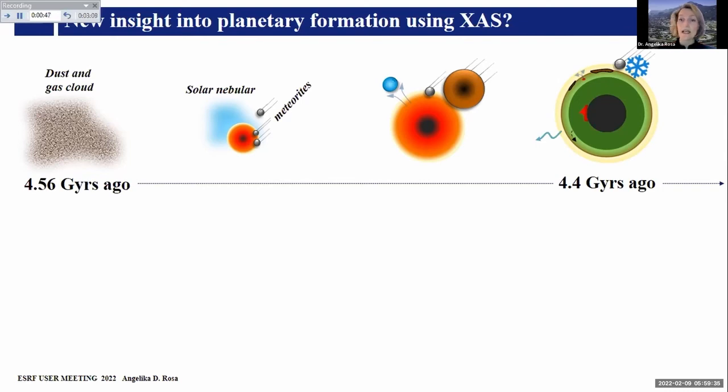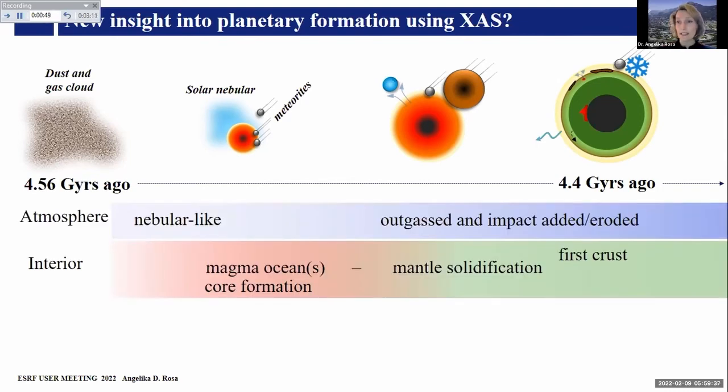There are many key geological processes that happen in the interior of planets that really set the scene for how the planet will evolve, and whether habitable conditions can occur on a planet. These key geological processes are, for example, core formation, the entire melting of the mantle where a magma ocean forms, mantle solidification, crust formation, and concomitantly also the change of the atmosphere from a highly reduced, nebula gas-like atmosphere to an outgassed atmosphere.